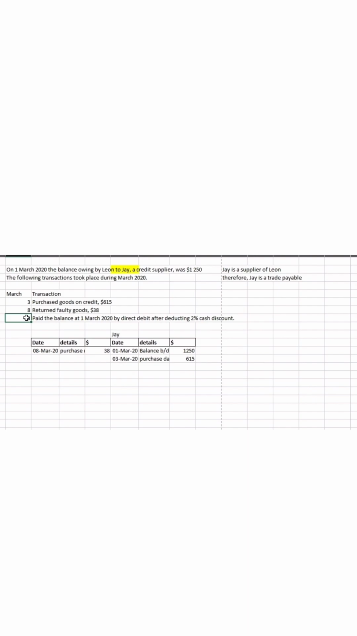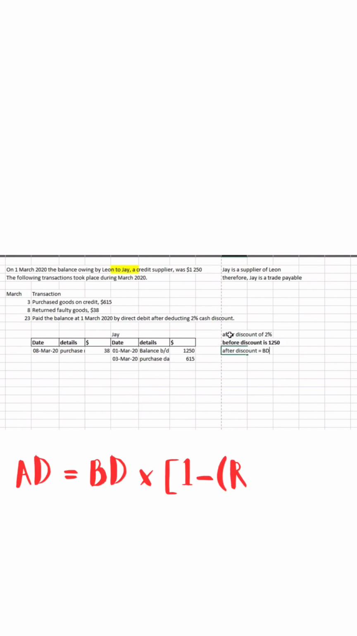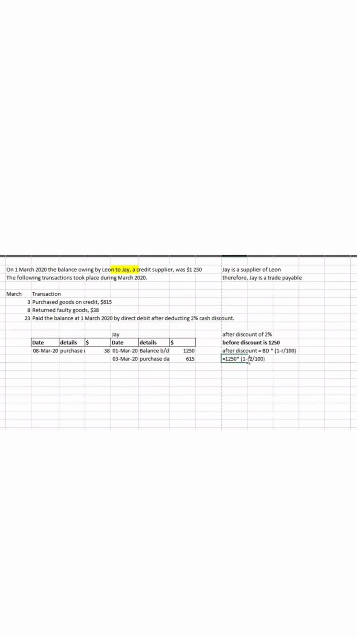The next transaction is a payment made to J. Leon paid the balance from the beginning of the year, $12.50, on the 23rd of March. However, you cannot just put the value like other transactions because you're getting a cash discount of 2%. So we have to calculate separately the value after 2% discount. The before discount is $12.50 and we apply the percent decrease equation: after discount is equal to before discount multiplied by 1 minus R by 100. The R is the discount. Substitute the values and you get $12.25, which is the after discount value.